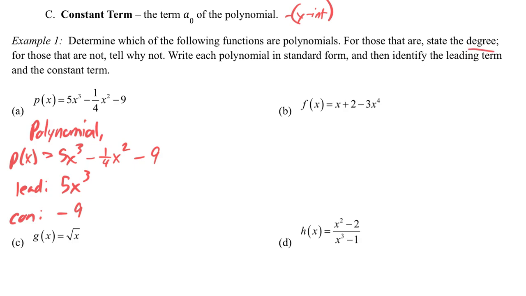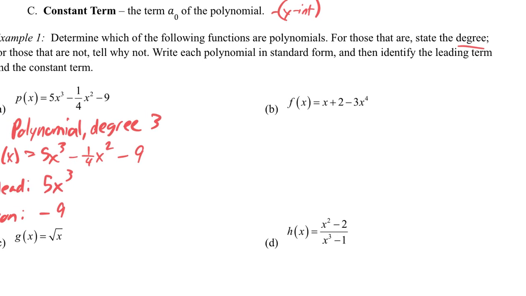I skipped this part, but it does say state the degree. So this is a polynomial. What is the degree of that polynomial? It's the biggest exponent you see: 3, so it's a polynomial of degree 3. That's it. Just identifying, are you looking at a polynomial function? If so, identify these things. If not, why not?